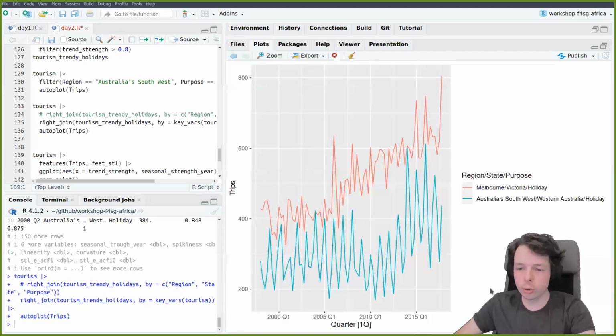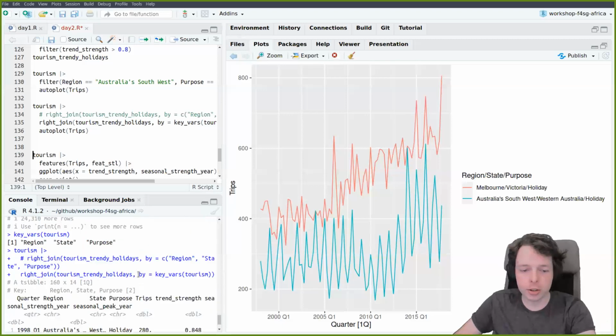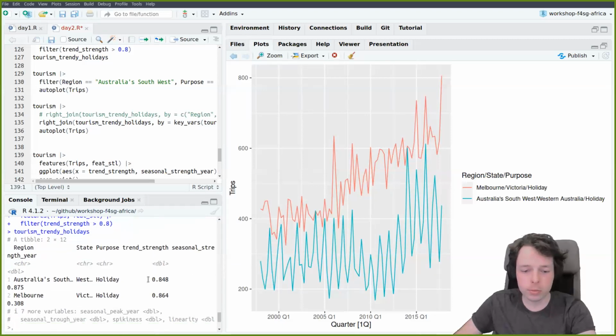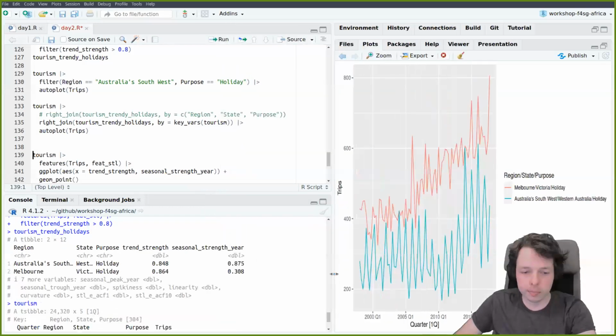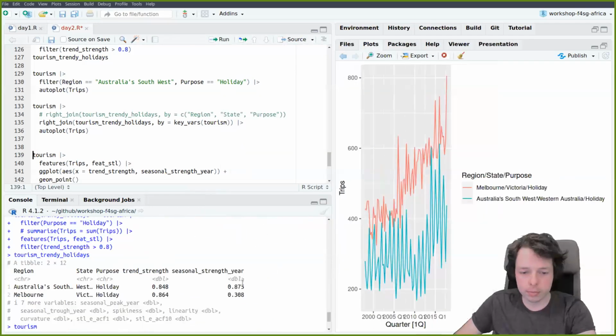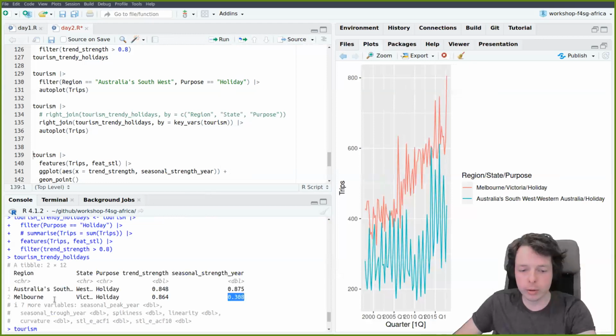And you can see the two locations plotted against each other. So you can see they both have quite a lot of trend, but the blue line has much more seasonality than the red line. And this is consistent with the features that we calculated before. Remember the seasonal strength of Melbourne, which is shown in red, was very low, so we don't have much seasonality. But the blue line in Western Australia had a lot of seasonality.